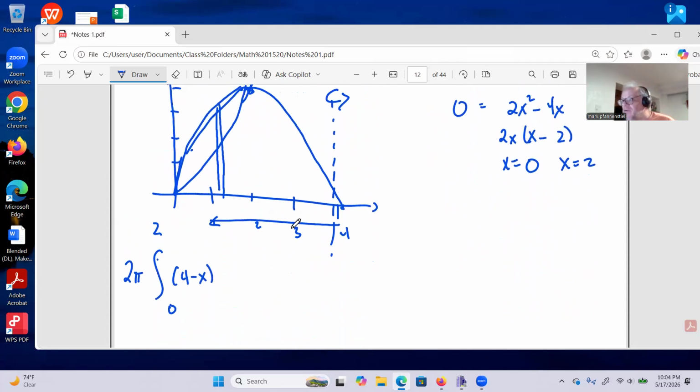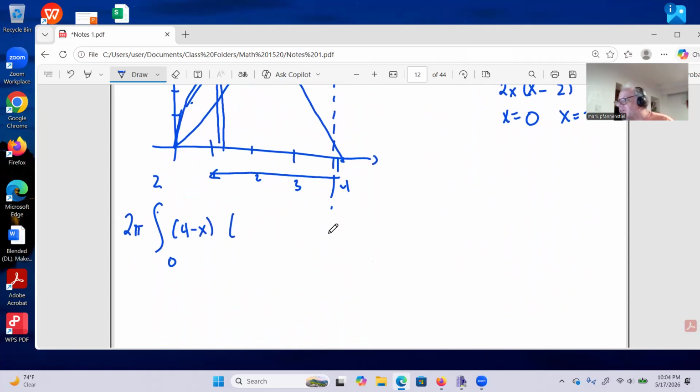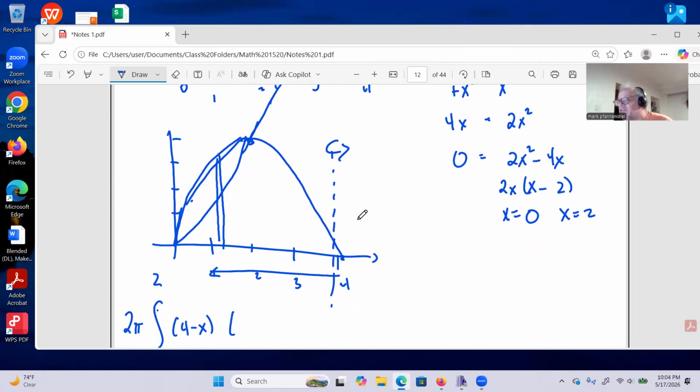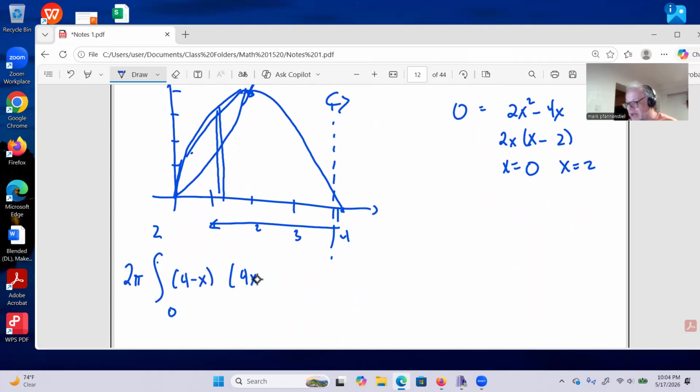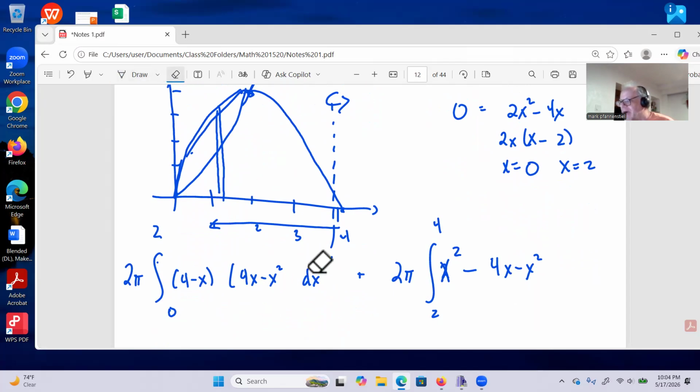Now, from 0 to 2, which is the top function? The 4x minus x squared is the top function. And then we have a 2 pi, and we're going to go from 2 to 4. But now I know my x squared is the top function minus the 4x minus x squared. Okay, I did something wrong here. Let's see, we have 4x minus x squared minus 2 minus x squared. So minus x squared here, dx.